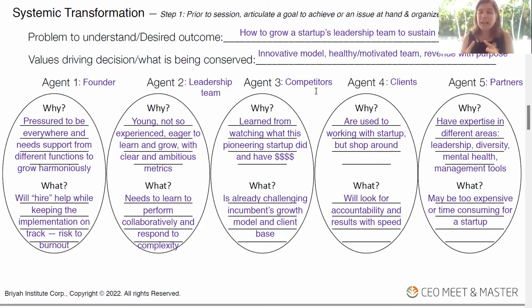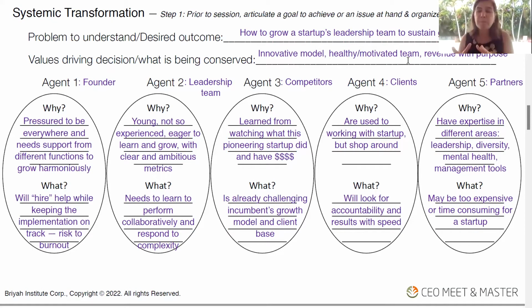The other agent or system that could help us in this discussion here are the competitors. This startup was a very innovative startup in the beginning, but now competitors are showing up, learning from their success, and with cash, catching up very furiously. So it is a very competitive market. It's challenging for the startup to keep innovating and to keep implementing the business model at the same time.